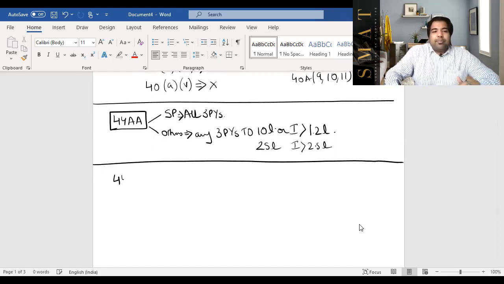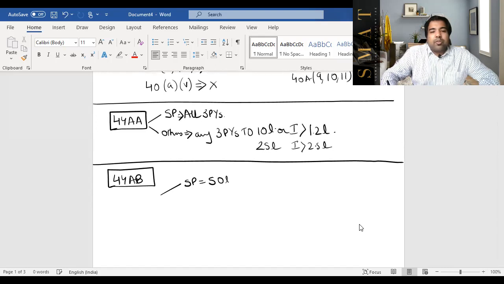Next is 44AB, audit the books. That's a shortcut for audit the books. Who's supposed to be auditing the books of accounts? If you're a specified profession, and your turnover during the year is more than 50 lakhs, then you need to maintain the books of accounts.